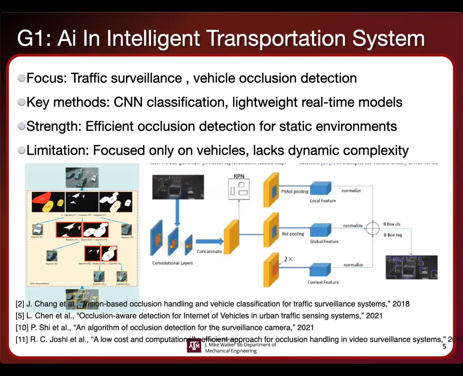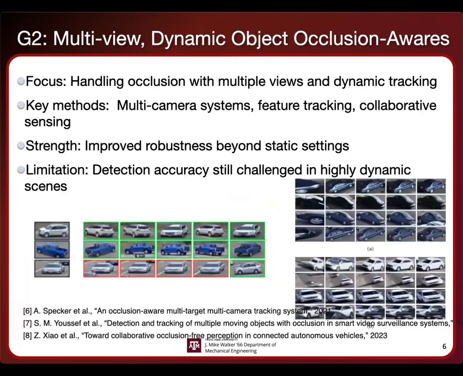Group 1 mainly uses CNN-based classification and lightweight models to improve detection even under occlusions. These methods are efficient and enable real-time processing, but their major limitation is that they are focused only on static vehicle environments and don't address more dynamic or complex occlusion cases. Still, they offer valuable insights for lightweight occlusion-aware design in urban UAV surveillance.